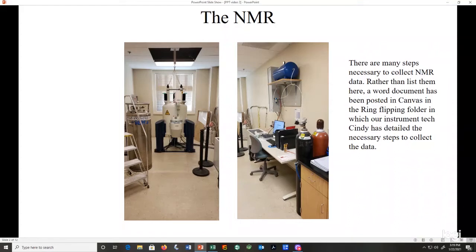controlled by the computer. And there are many steps necessary to collect NMR data. Rather than list all of them here, a Word document has been posted in Canvas in the ring flipping folder, in which our instrument tech Cindy has detailed the necessary steps to collect this data.